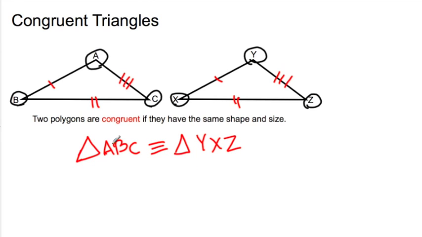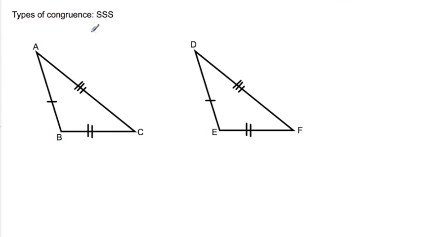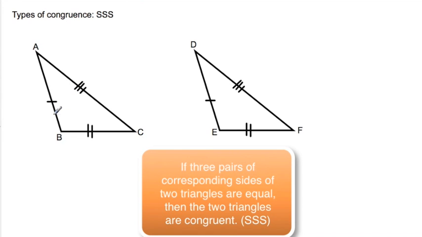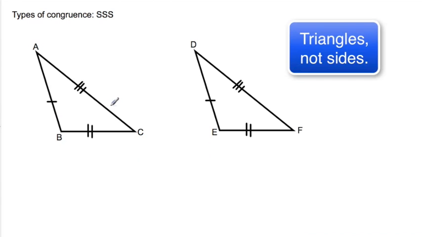If we're talking about triangles, a triangle has 6 parts, 3 sides and 3 angles. If we want to show that the triangles are congruent, do we have to show that every single angle and every single side length is congruent? You don't. There are some conditions that we can use to test the congruence of triangles. The first type of congruence we're going to go over is side-side-side congruence. If 3 pairs of corresponding sides of 2 triangles are equal, then the 2 triangles are congruent. This is the side-side-side test.